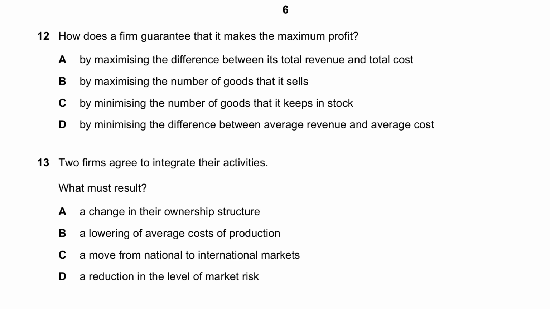Question 12 says, how does a firm guarantee that it makes the maximum profit? Well, profit is simply total revenue minus total cost. So, if we can maximize the difference between total revenue and total cost, that would be my profit. And that's why A is the right answer.